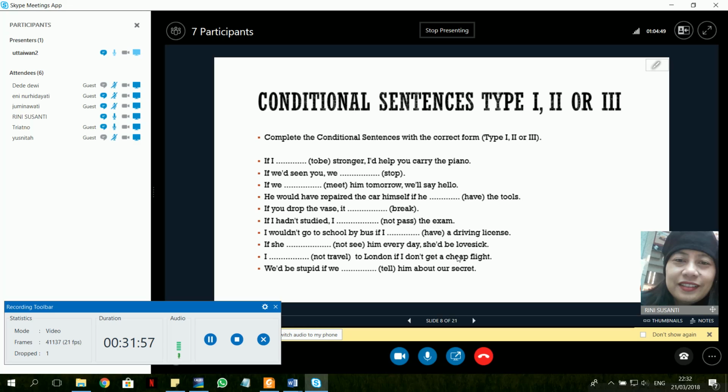Tidak perlu pakai would. Jadi if I had a driving license, what type of conditional sentence is it? One, two, or three? Two, right? I wouldn't go to school by bus if I had a driving license. Because we use past tense. So the fact is, I go to school by bus because I don't have a driving license. Next one.